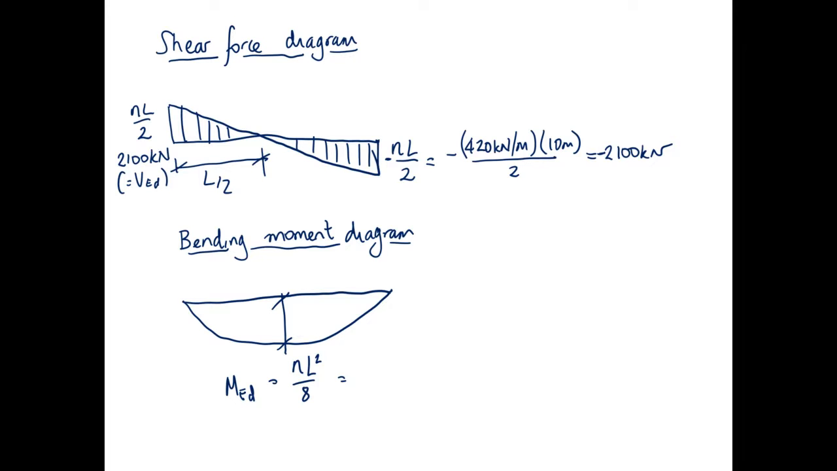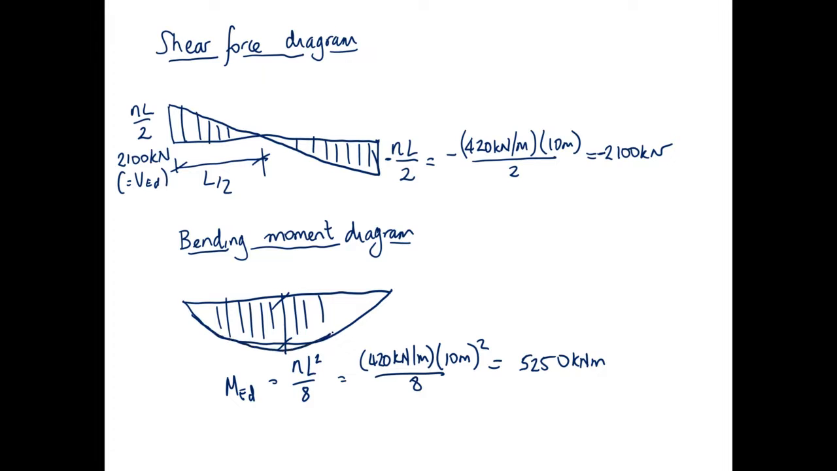So again, if I just put in the numbers, 420 kilonewtons per meter times the length, 10 meters squared, all divided by 8, that gives you 5250 kilonewton meters. So that's the demand. That's what we have to design for. This could be a bit better drawn as a shear force or bending moment diagram, but that's what we have to design for.